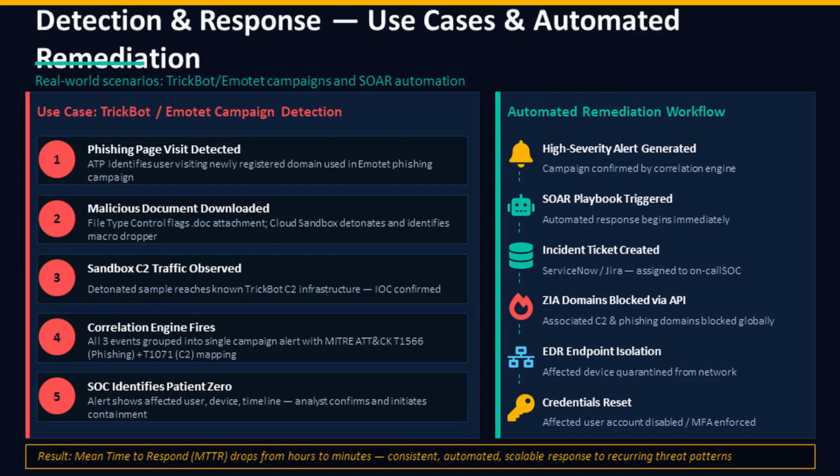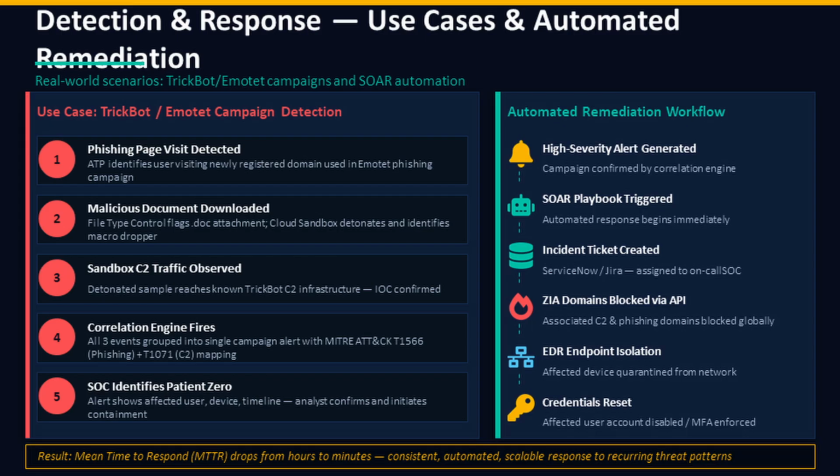The automated remediation workflow follows a logical sequence. The high-severity alert fires. A SOAR playbook is triggered. An incident ticket is automatically created in ServiceNow or Jira and assigned to on-call staff. The C2 and phishing domains associated with the campaign are blocked in ZIA via API call. EDR isolates the affected endpoint from the network, the affected user's credentials are disabled, and MFA enforcement is triggered. All of this happening within seconds of the alert.